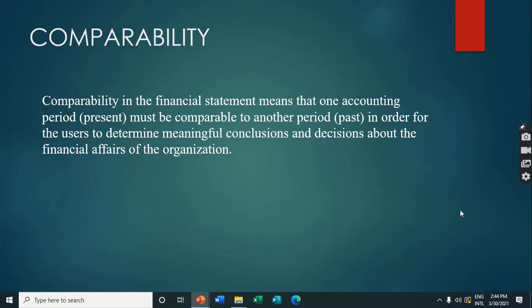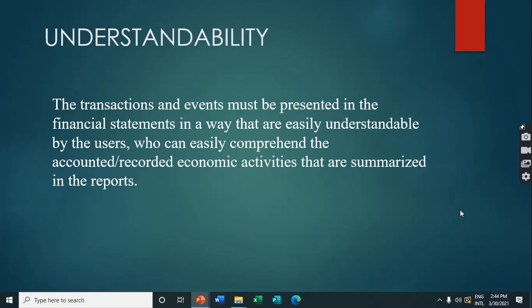Next is the understandability. Ayan. Pag sinabi nating understandability, the transactions and events must be presented in the financial statements in a way that are easily understandable by the users. Yan. Who can easily comprehend the accounted, reported economic activities that are summarized in the report.